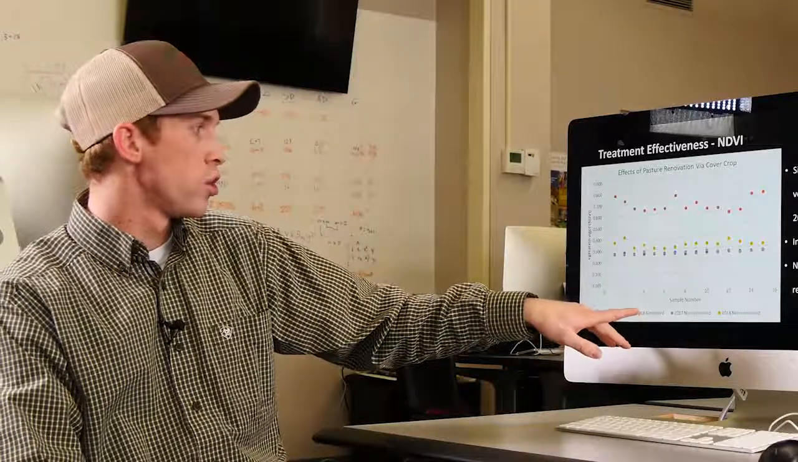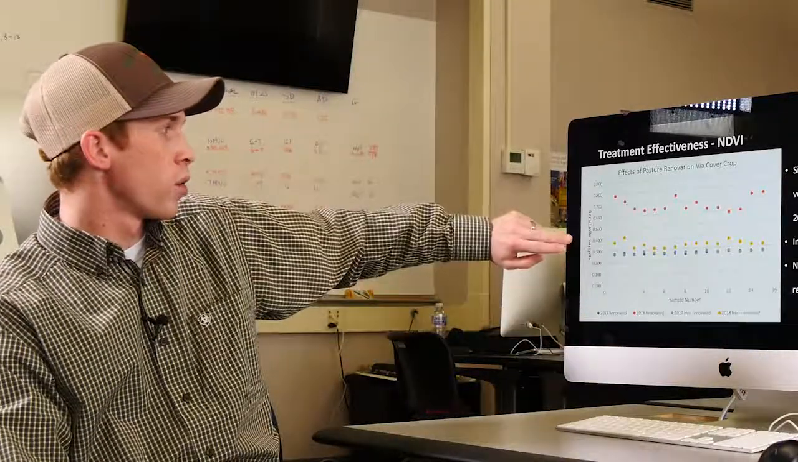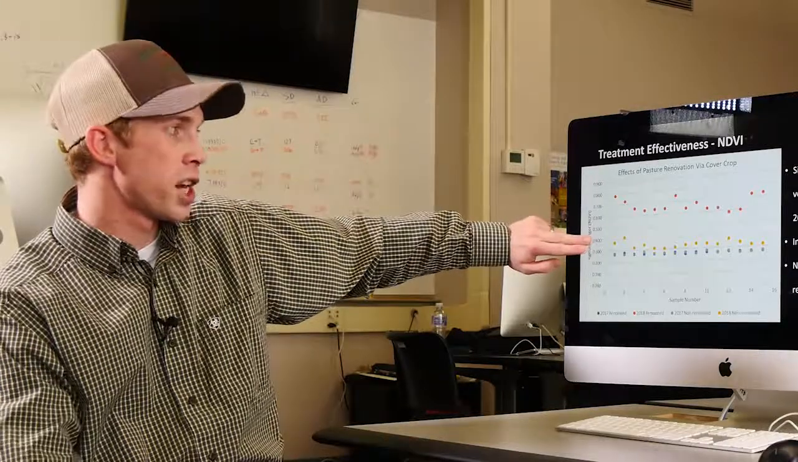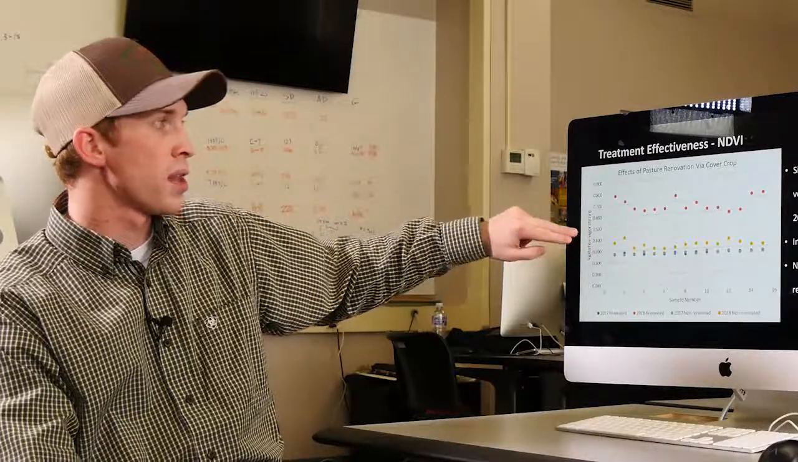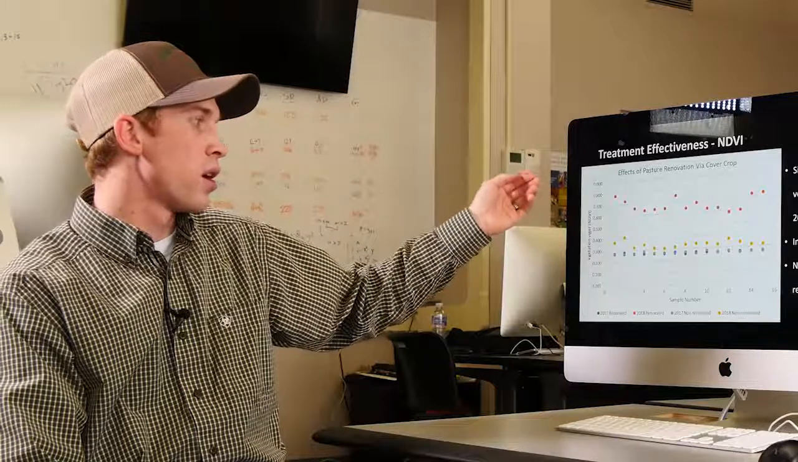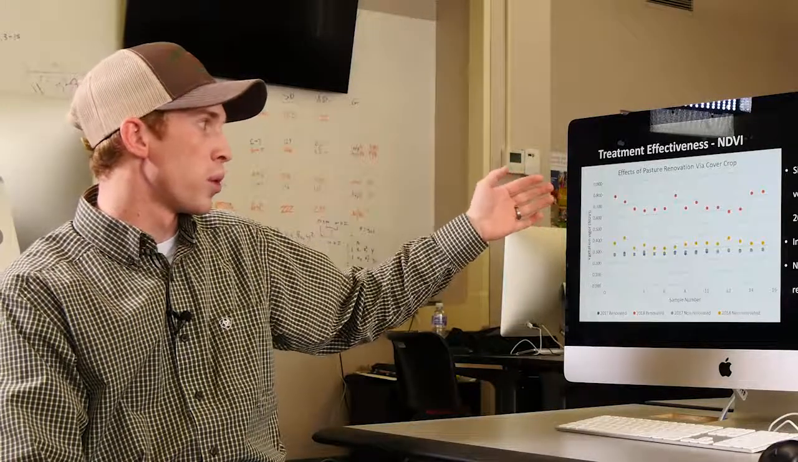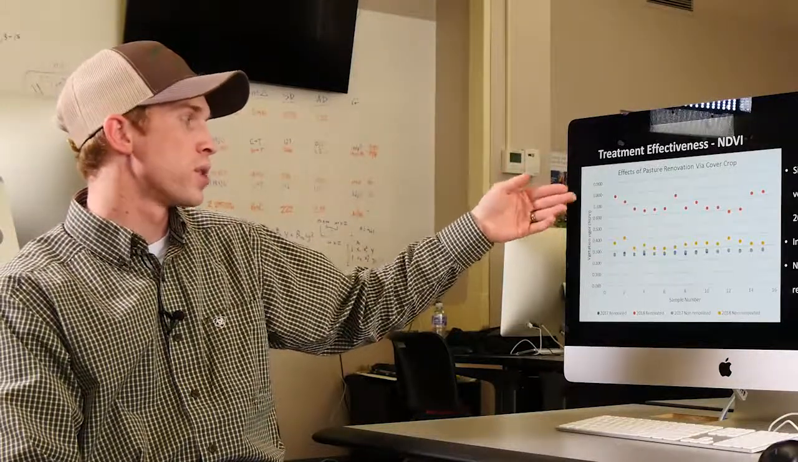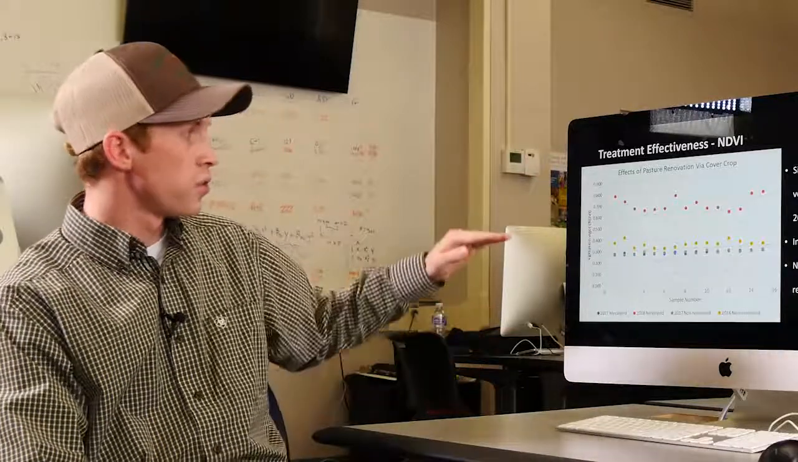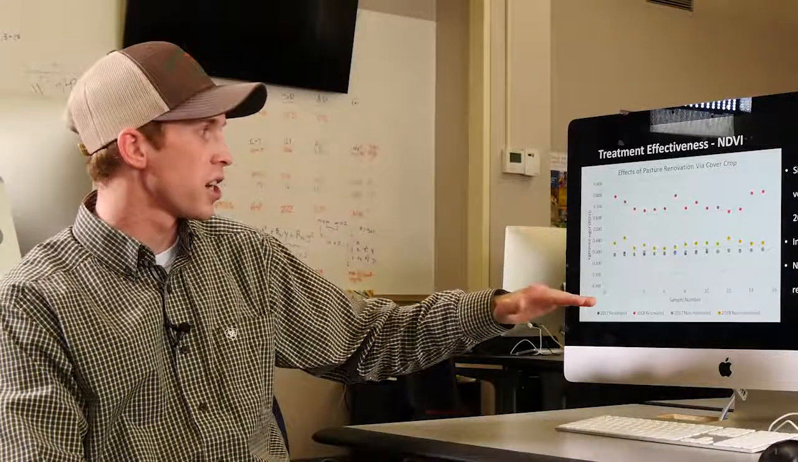And then in 2018, you have the non-renovated area, or my check area, which is represented by the yellow dots. And then you have the renovated area that we planted to cover crops, represented by the orange dots. And so you're looking at the trends that we see here.